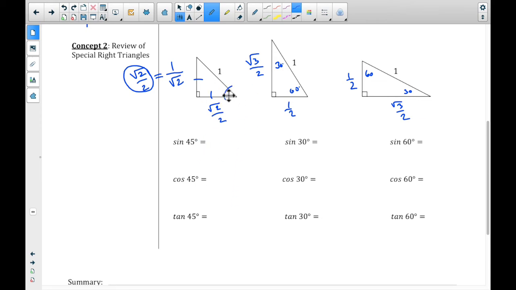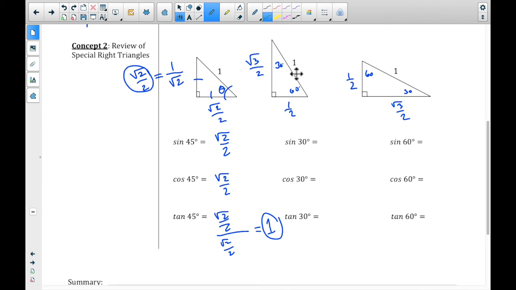So let's say that this is my theta, or 45 degrees. The sine is opposite over hypotenuse. That's radical 2/2 over 1. But over 1 doesn't matter, right? So this is it. Cosine, adjacent over hypotenuse, also is radical 2/2. And tangent, do you remember I said a minute ago that tangent is sine over cosine? Well, look, tangent is also opposite over adjacent, that's radical 2/2 over radical 2/2, which is just the same thing over itself, that is 1.